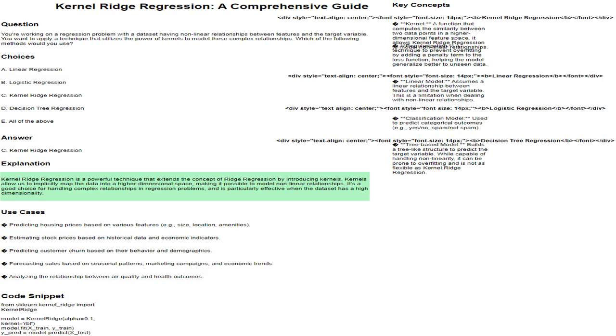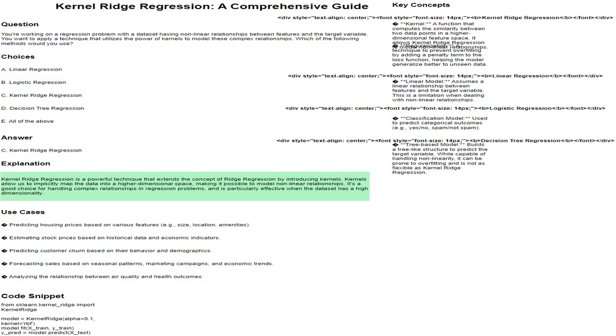Incorrect. Linear regression assumes a linear relationship between features and the target variable. It cannot effectively model nonlinear relationships. Incorrect. Logistic regression is a classification model used for predicting categorical outcomes, e.g. yes, no, spam, not spam. It is not suitable for regression problems.